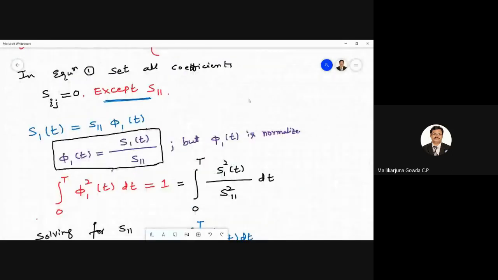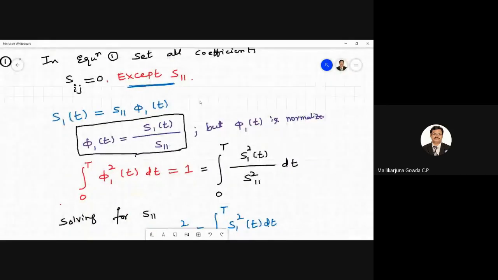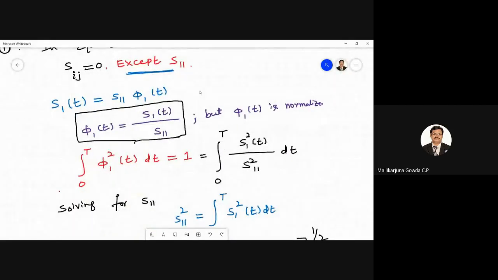So I set all the coefficients Sij except S11 to 0 in equation 1. Then I could write the expression for S1 of t as S1 of t equal to S11 pi 1 of t. Then I rewrote it in terms of pi 1 of t, as S1 of t by S11. Then I found what S11 is.